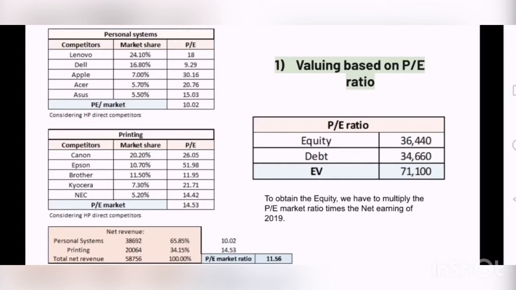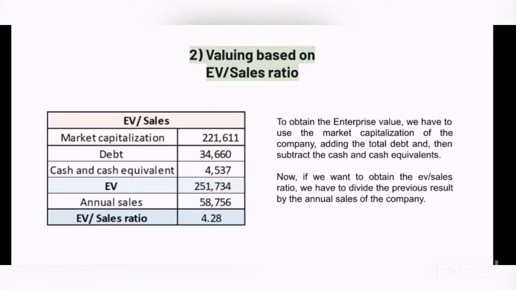Now, to obtain the equity, we multiply the PE market ratio with the net earnings from the year 2019. Then we add the debt, and that's how we could find the enterprise value, and for this case it was $71,100 million. For the second method, we use the enterprise value divided by the sales ratio.